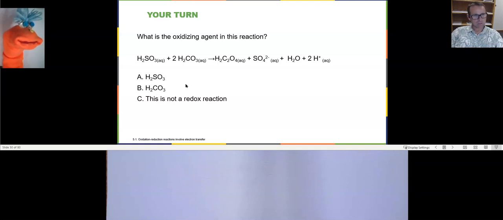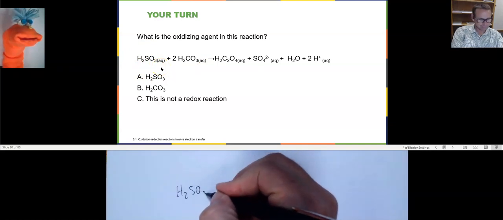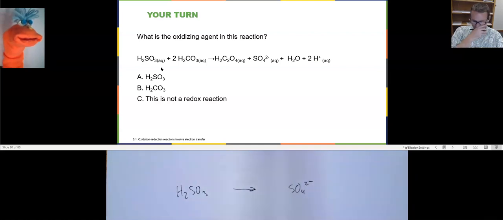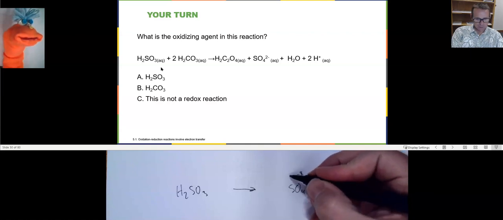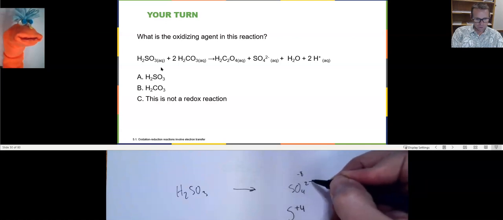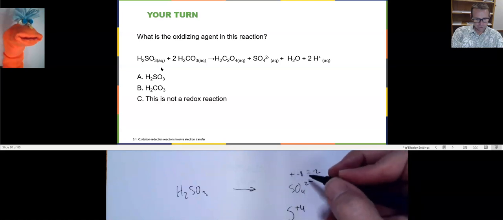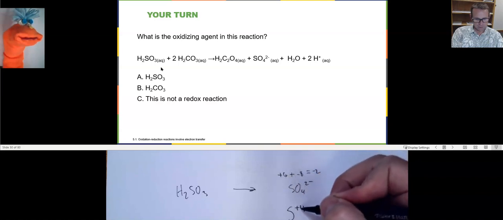All right. So for example, if we look at the sulfur in H2SO3 and see what it becomes over here on the left, SO4 2-. Here oxygen's a -2. There's a total of -8. Sulfur must be a +4 to have a total charge of -2 there. -4, no, it has to be a +6. +6.